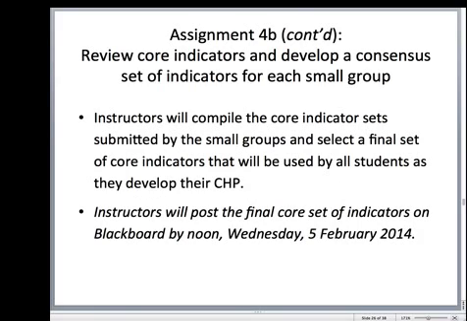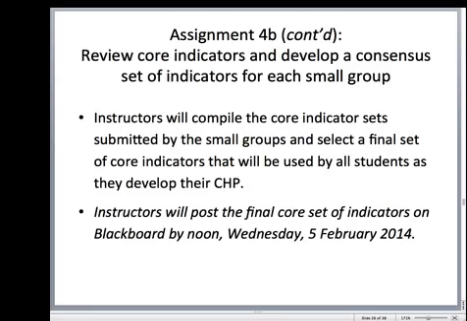The final part of assignment 4B is the responsibility of the instructor, not of the students. The instructors will compile the core indicator sets submitted by all of the small groups, look at those indicators to determine whether there's a good mix of indicators. Also, they will keep in mind whether or not data can be found for the indicators, which is an important factor. And the instructors will select a final set of core indicators.